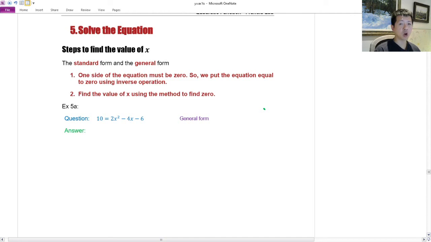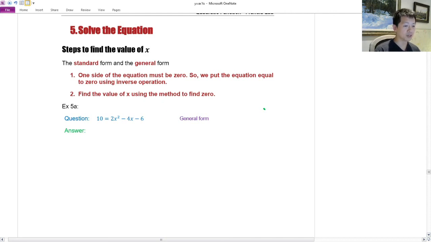Next section is to solve the equation. To solve the equation, we need to find the value of x. Take the standard form and the general form. One side of the equation must be 0, so we put the equation equal to 0 using the inverse operation. Then find the value of x using the method to find 0.